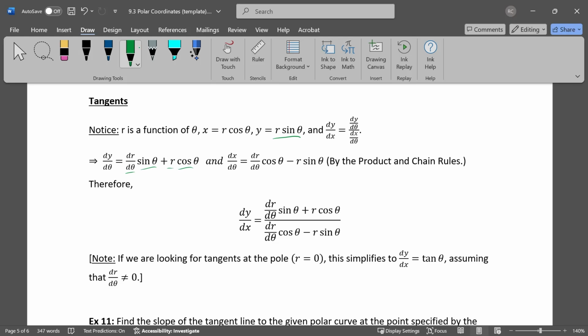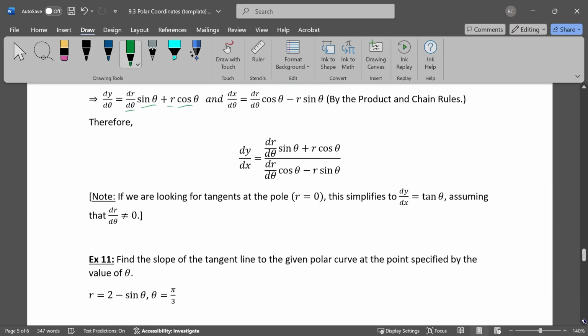Now, one thing to mention here is that if we are looking for tangents at the pole, in other words, when the radius is 0, then this simplifies because the second term on the top and bottom disappears, and then the dr/d theta can cancel at that point, and you get left with sine of theta over cosine of theta, which is just tangent of theta.